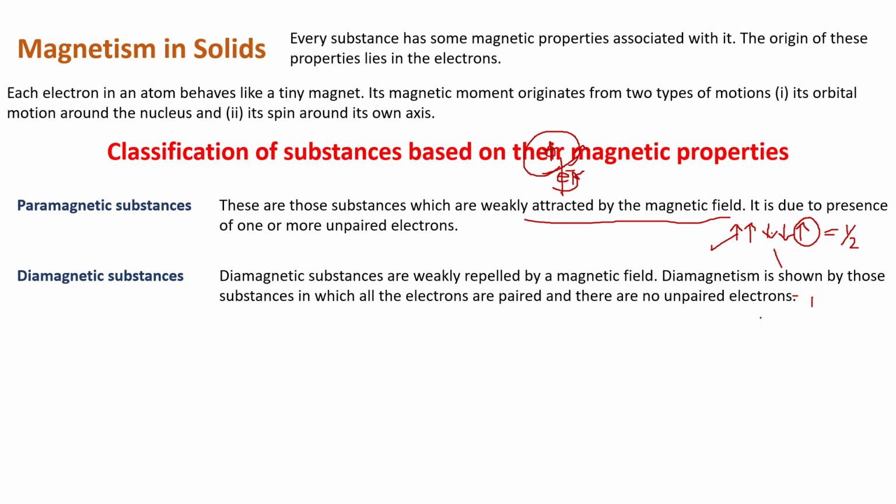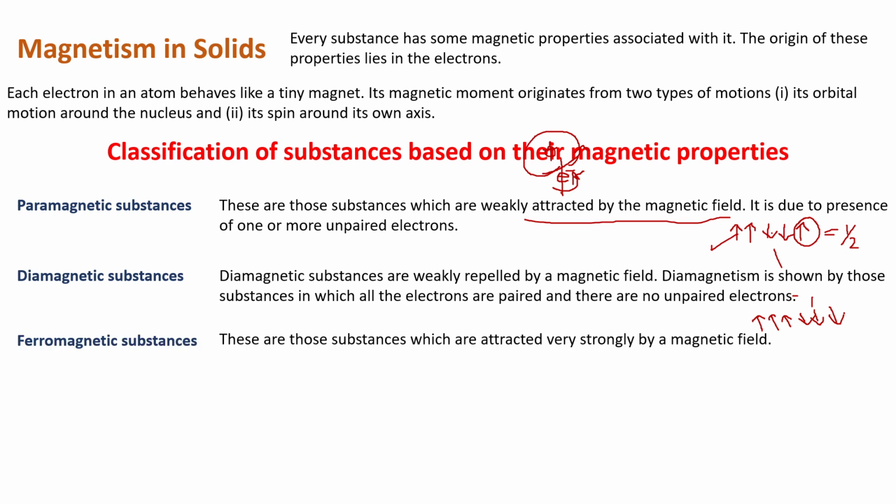But in case of diamagnetic, let us consider 6 electrons. So 3 up and 3 down. The 3 with s equal to plus half are balanced by the 3 with s equal to minus half. That means all the electrons are paired, and because all the electrons are paired, there is no magnetic moment in the substance, which is called diamagnetic.